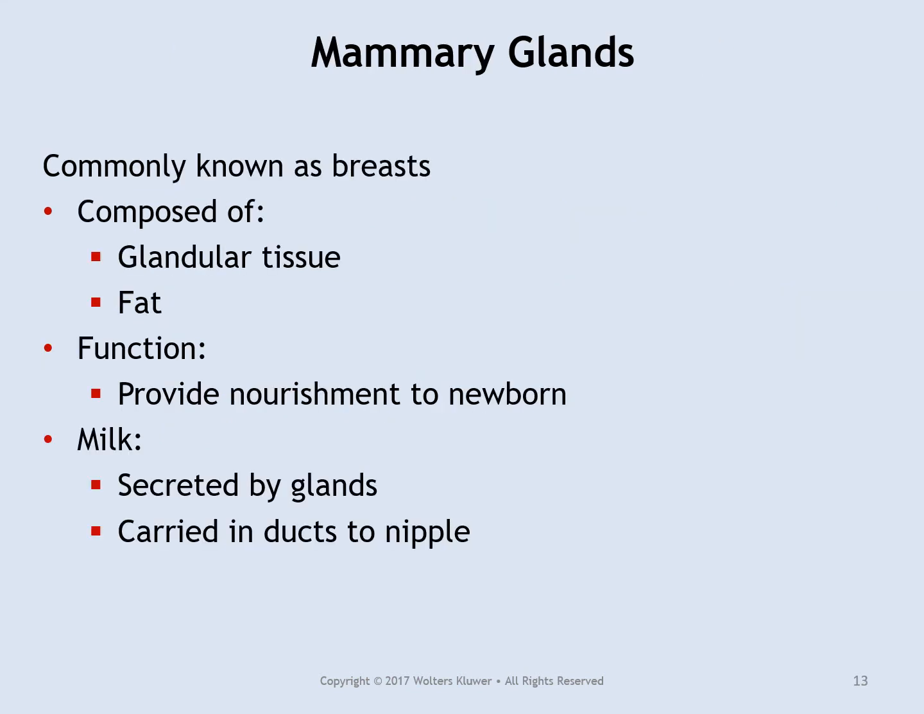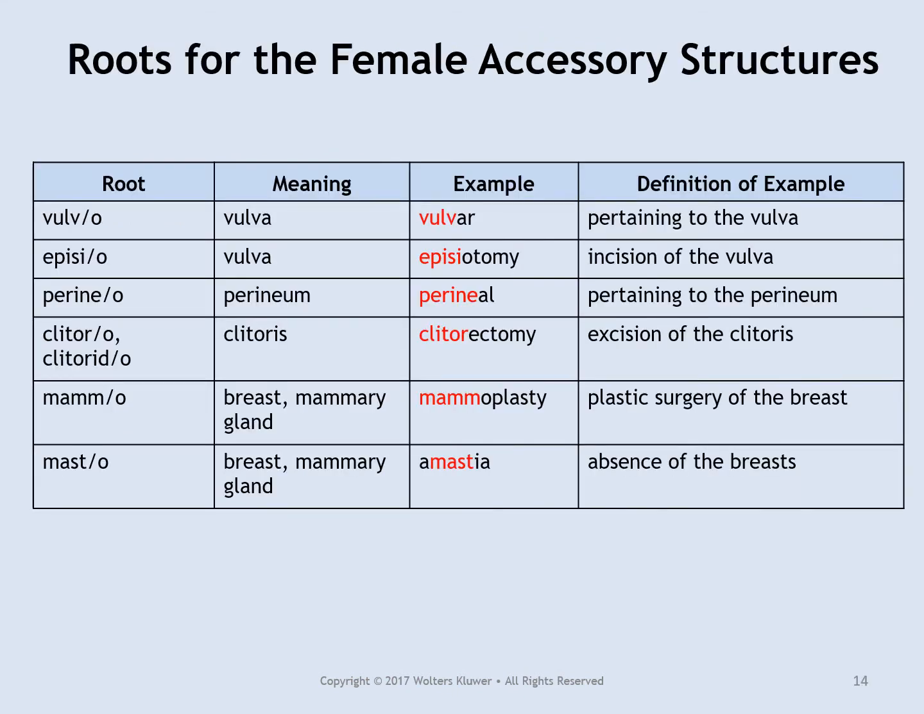And mammary glands or breasts are composed of glandular tissue and fat, of course, for nourishment in a newborn. And milk is made by glands in the mammary tissue. So female accessory organs are as follows.